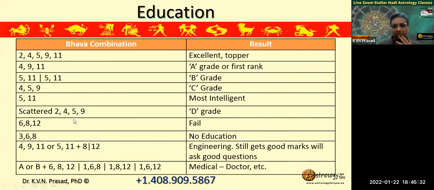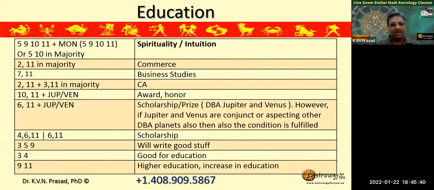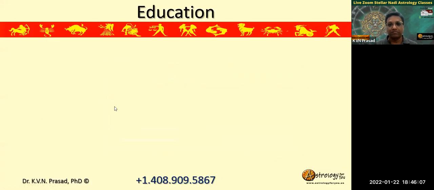So this is how you predict. Okay. So now let's see, there are so many other combinations. There are so many other professions, right? If somebody has majority like 5, 9, 10, 11, and plus moon has this 5, 9, 10, 11, or the majority is like 5, 10, these combinations, right? Then they are more interested in spirituality like that. Okay. So that is one.